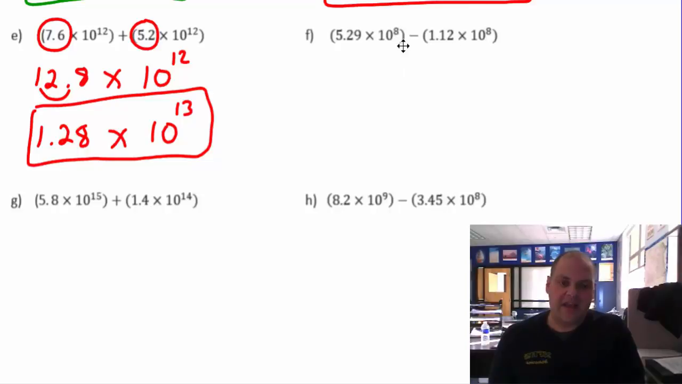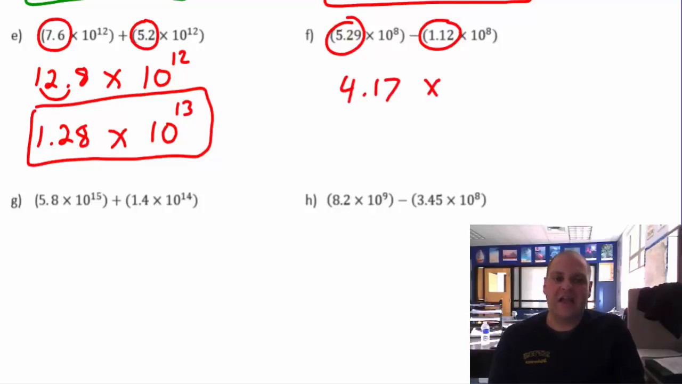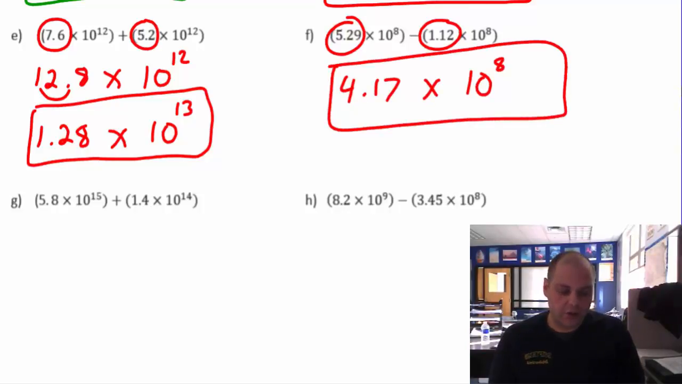This here, I have 8, so I'm good to go. 5.29 minus 1.12 is 4.17. 4.17 times 10 to the 8th. And that is already in scientific notation. We are good to go.